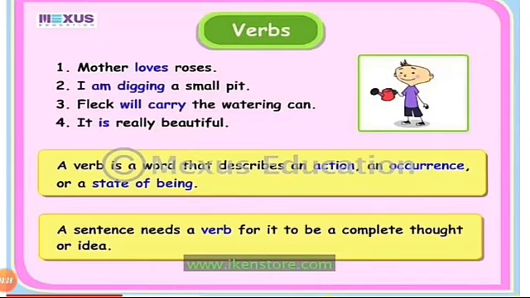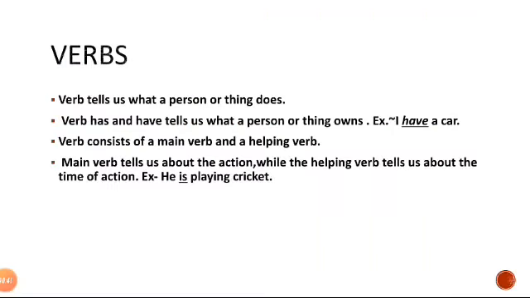Now, a sentence needs a verb to be complete. Okay, so every complete sentence needs a verb to express the complete thought or idea. So see, a verb tells us what a person or thing does. That we have seen. Like baby is sleeping. So is sleeping is showing what the baby is doing.